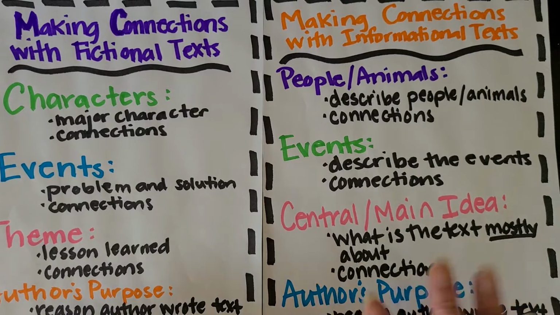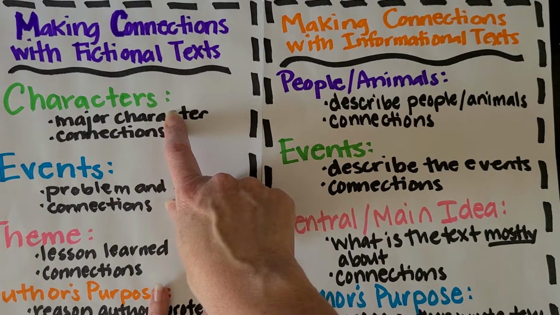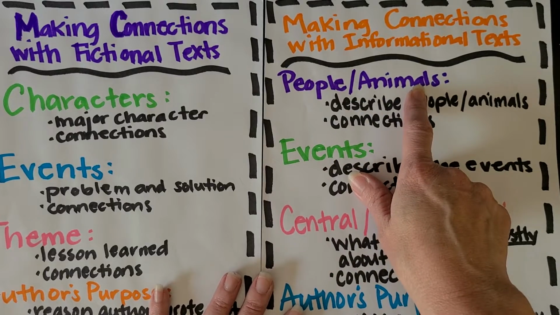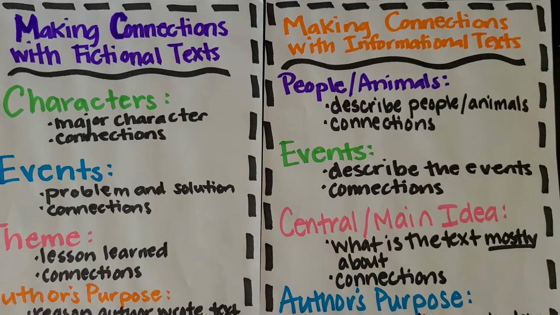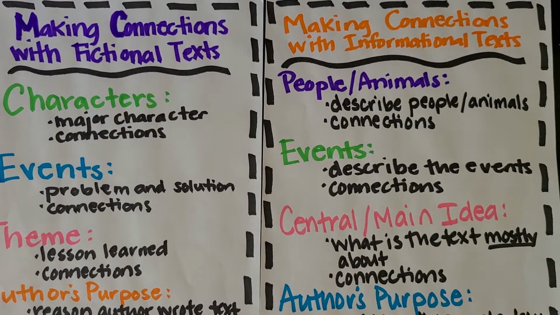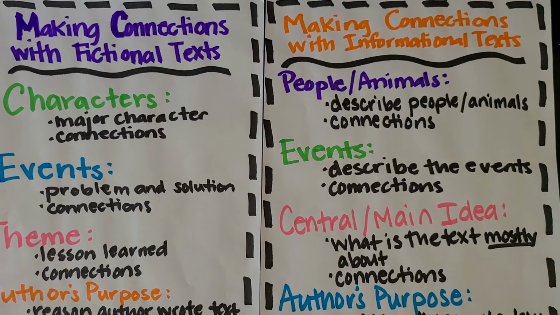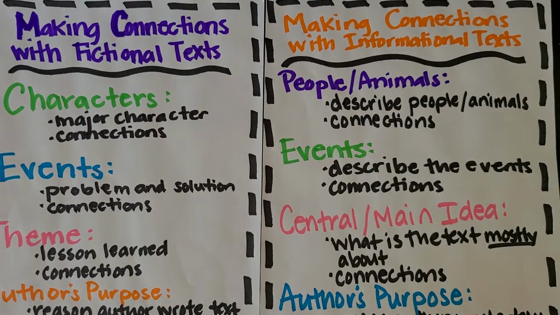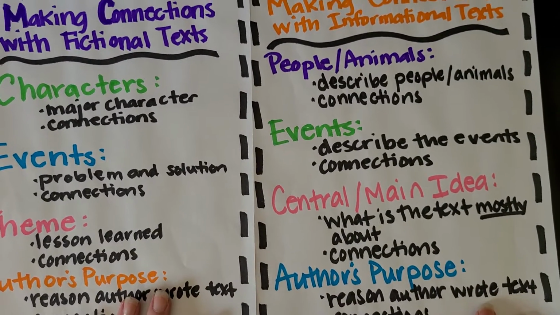And then also, with our informational texts, we don't have characters because characters are only fictional, but we do have people and animals sometimes. So if you had people or animals, you were to describe those people and the animals and make those connections. The events of the story, how it played out, describe those. You were supposed to do that yesterday and make those connections. And then in central or main idea, what is the text mostly about? And then make your connection, and again, author's purpose. Why did the author write the story? And again, make your connection.